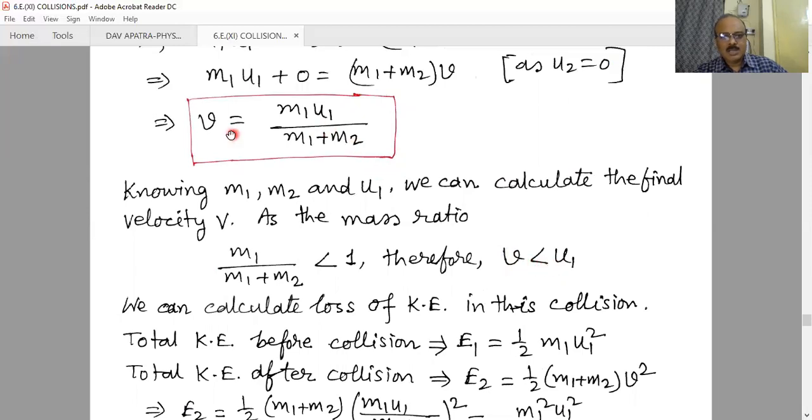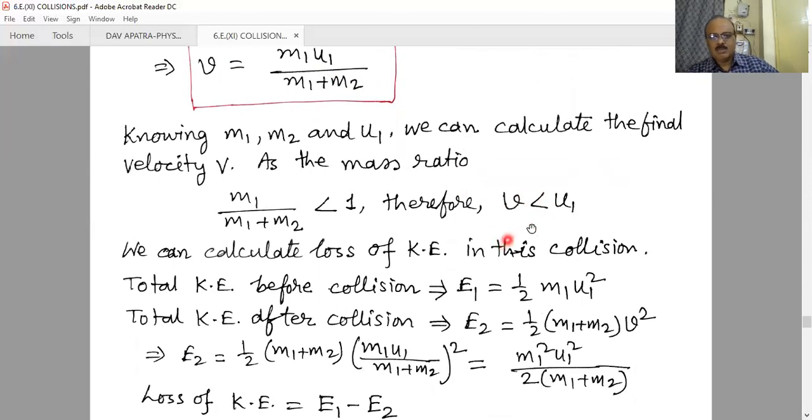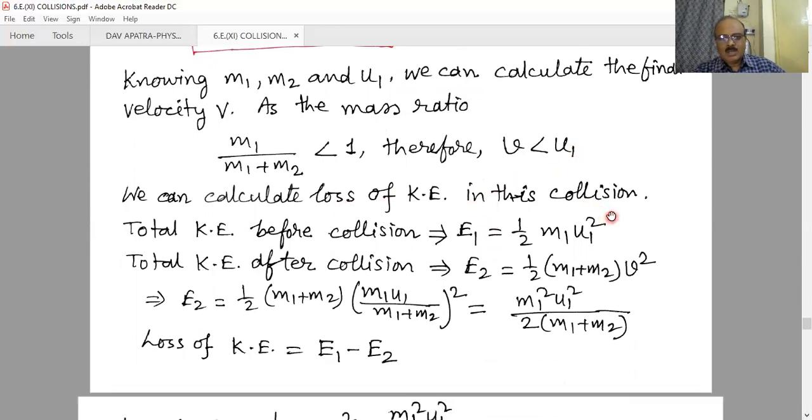Sorry, u1 is greater than v, that is, the final velocity will be less than u1, the initial velocity before the collision. We can calculate the loss of kinetic energy in these collisions. Here we can calculate the loss of kinetic energy before the collision. The kinetic energy E1 is half m1 u1 square, and the total kinetic energy after the collision in this example is E2, half into m1 plus m2.